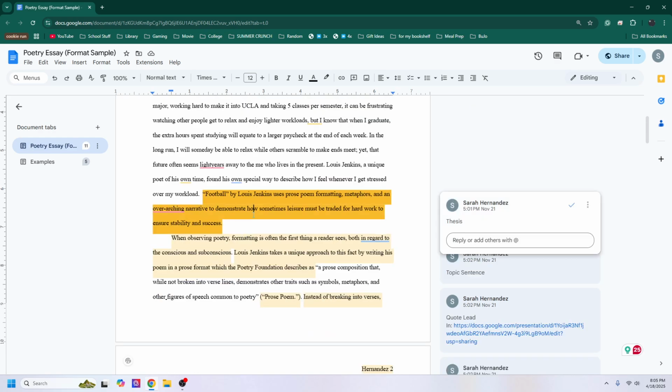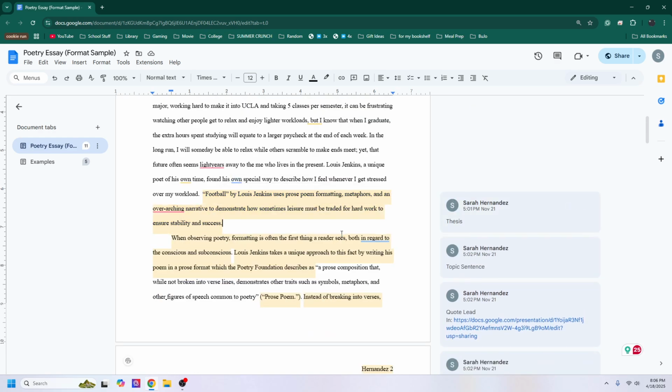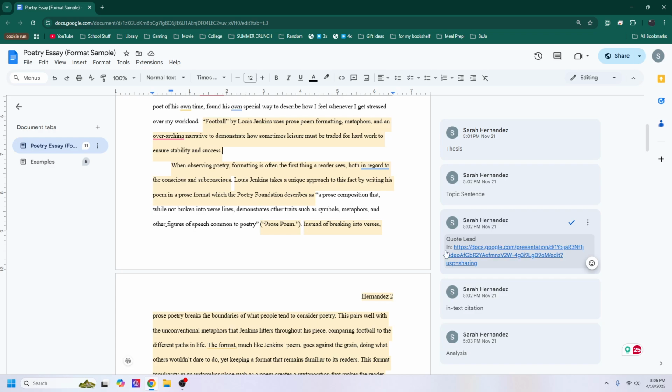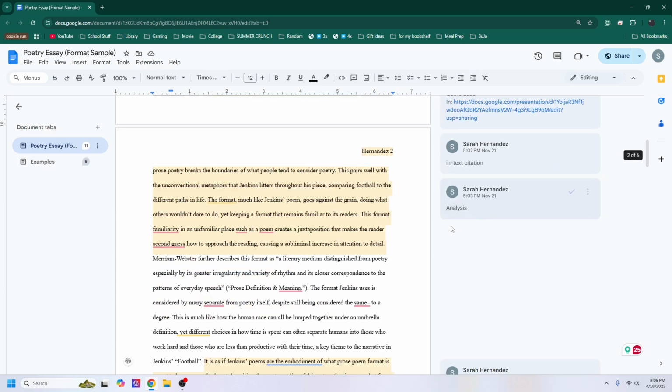Let's look at my thesis. Now, all of these things are usually things that I have a deeper video on. I have a video on formatting, I have a video on works cited, I have a video on thesis and topic sentence and quote lead-ins in one of my videos. I think it's the quote video, probably. Haha. In-text citations with the quote lead video. Analysis, the works.